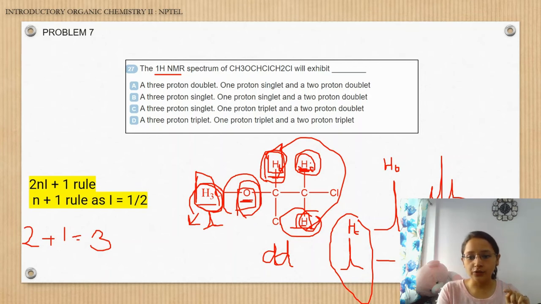Now you will see this proton, that is HC, split into a doublet. So in the NMR, you will see this kind of pattern. And for HB, you will see this kind of pattern, that is a triplet. And for HA, as I am taking it as HA, right? I am taking it as HA.